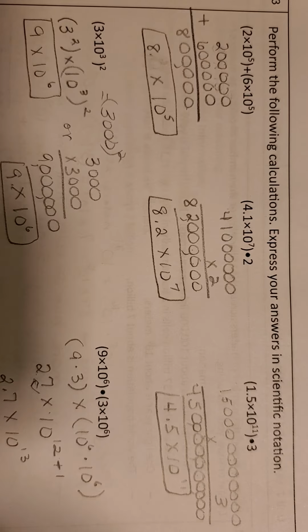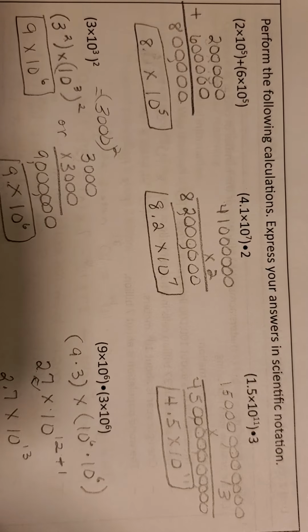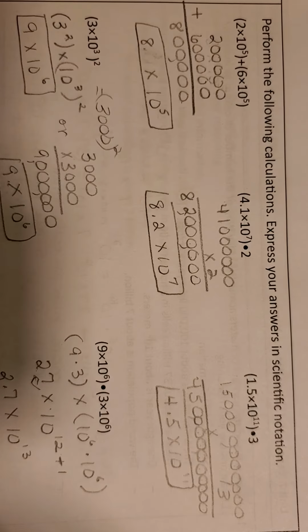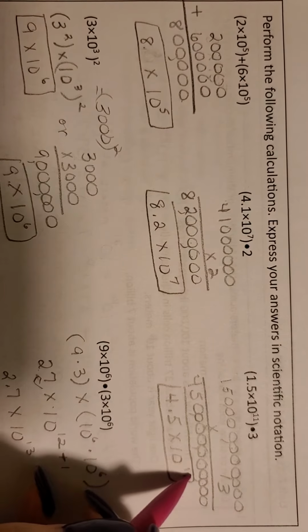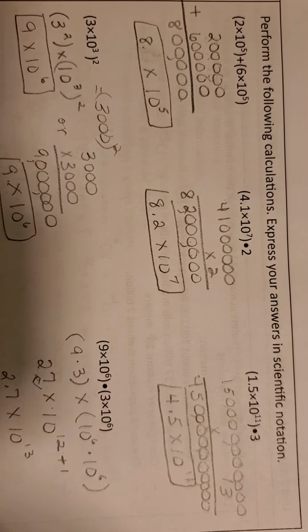On the third one, we have 1 and 5/10 times 10 to the 11th power times 3. We have 150 billion times 3, which gives me 450 billion. When I convert that to scientific notation, I get 4 and 5/10 times 10 to the 11th power.